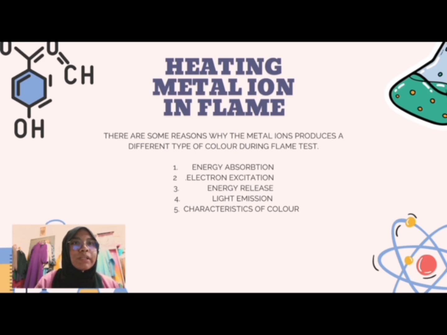And the third one is the electron releasing energy, which we call emission, and it falls back into its own stable state. And the fourth one is light emission, which is when the electron falls back and releases the absorbed energy, which we call a photon. And lastly, the characteristic of color, which depends on the wavelength and the specific electron energy level.